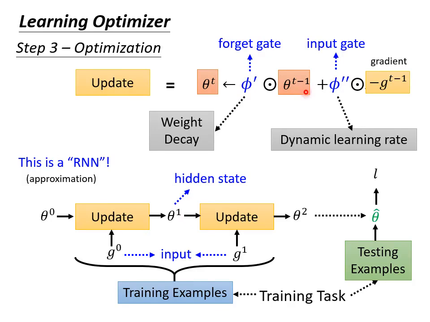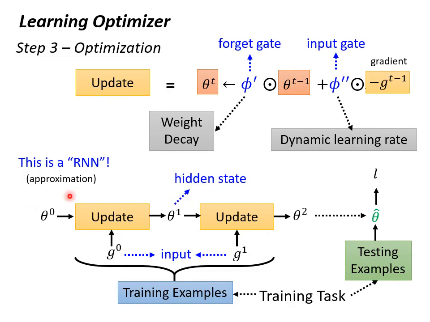This is your hidden state. And the forget gate determines whether you are going to memorize the information in the hidden state or not. And the input gate determines whether you're going to use the input information or not. And here the gradient is the input information, and the input gate determines whether you're going to use this input information or not.